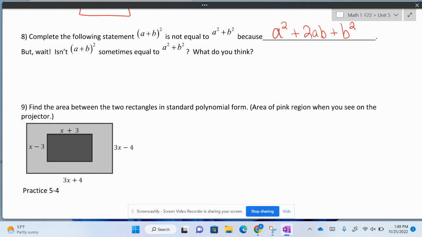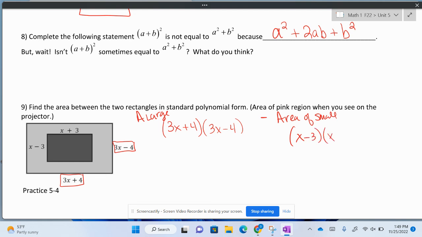Number 9, find the area between the two rectangles. So I'm going to find the area of the large rectangle. 3x plus 4 times 3x minus 4. So this is the area of the large. And from that, I'm going to subtract the area of the small. X minus 3 times x plus 3. Because you don't see the pink region, but this is the pink region. We're just trying to find this. Okay? So notice that both of these sets are opposites or conjugates.